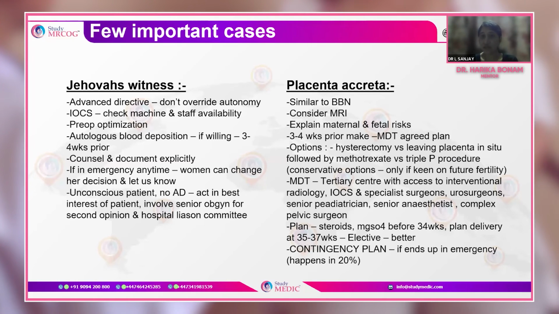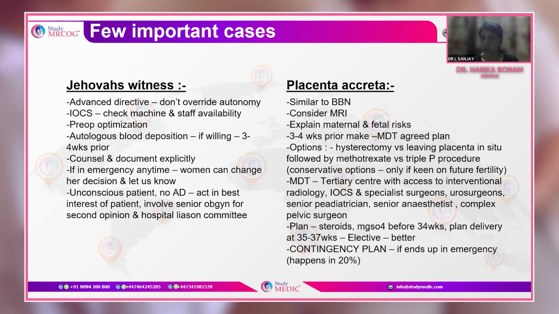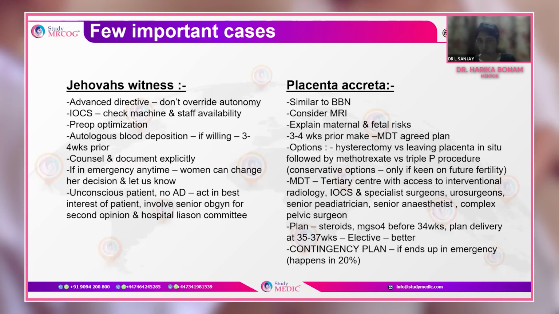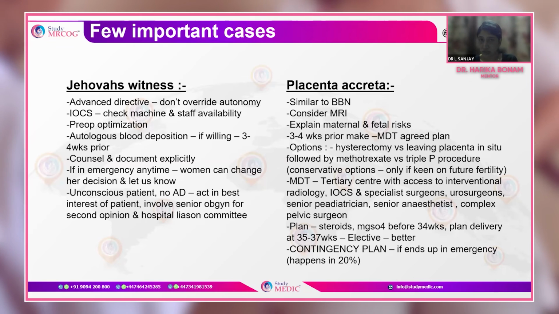Now coming to placenta accreta, usually they give you a scan report, and you have to again confirm the NHS number and name and talk to the woman. It is similar to a breaking bad news station. Check if somebody is there or not, give a first warning shot, and then talk about it. As and when required, consider MRI. Most of the time it is better to consider MRI.